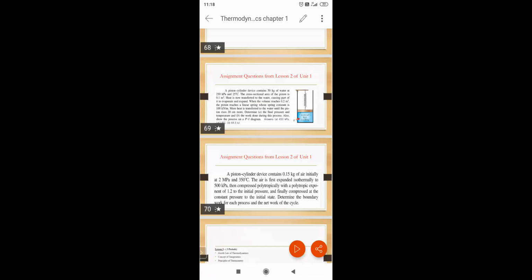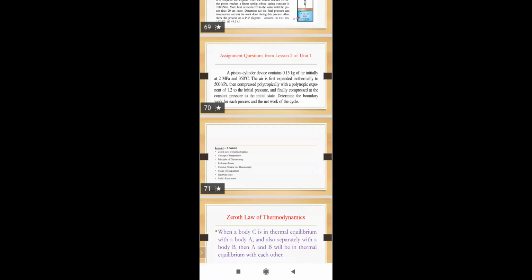Actually, section A, I haven't covered lesson 3, but I have given the assignment questions from lesson 2 of unit 1. And I have given some idea about how to solve the second question for section A. Students, do you have any doubt in that question? I will give you a clear idea in this class also. Okay.